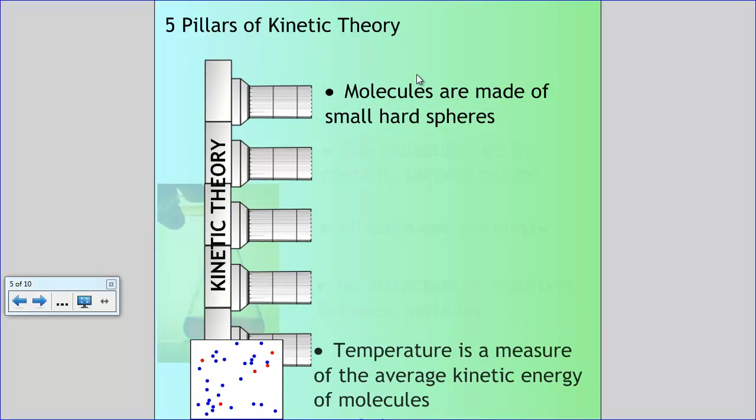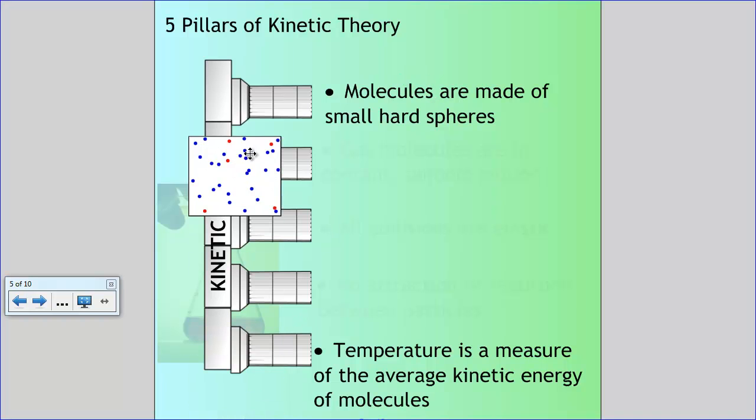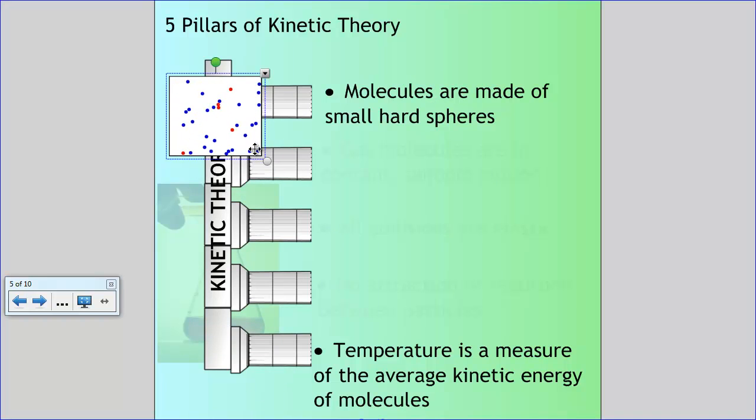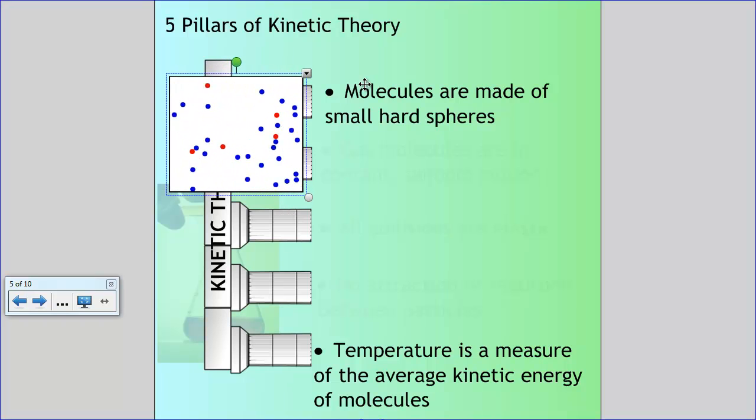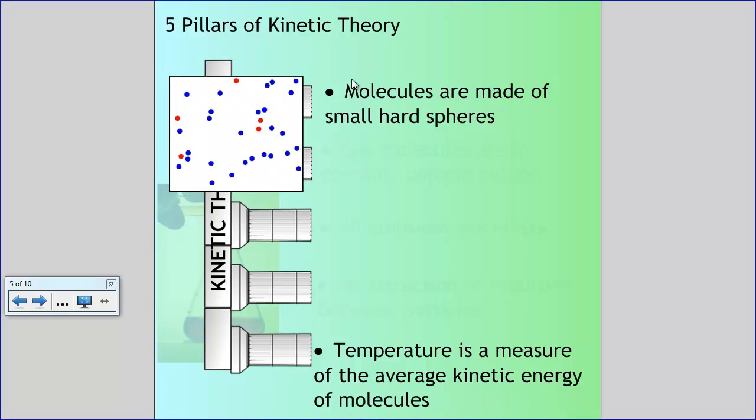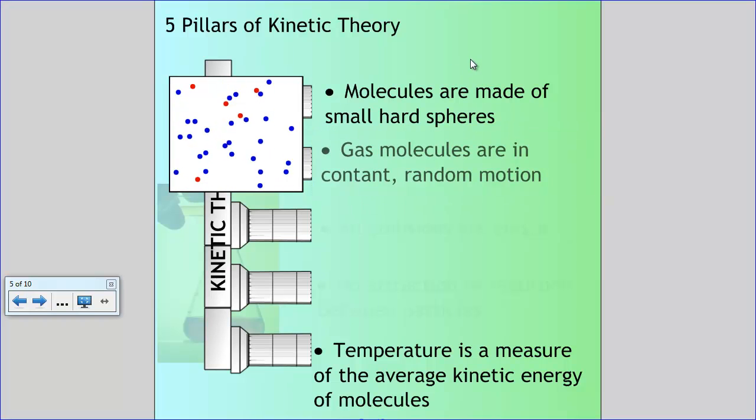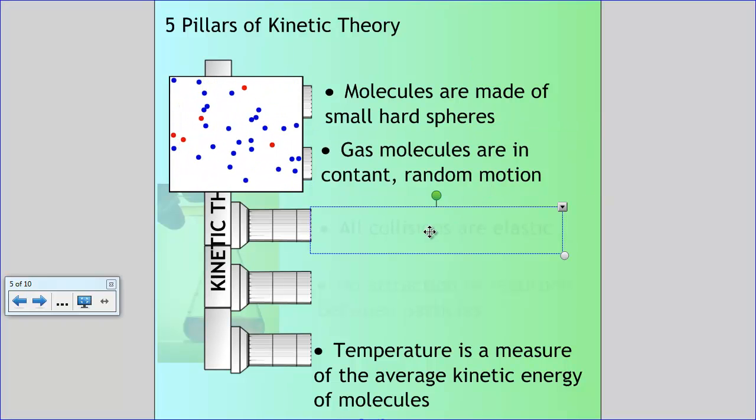The first one, sorry about that pop in down there, is that molecules are small hard spheres. If we take our little diagram here and make it a little bit bigger, we're going to act as though the molecules are just these little tiny spheres, sort of like billiard balls. That's the classical model. The second is that gas molecules are in constant random motion. They're always moving around, bouncing all over the place.